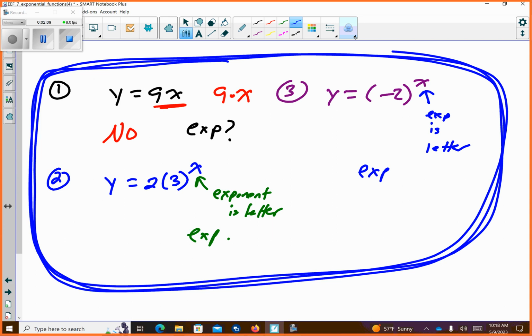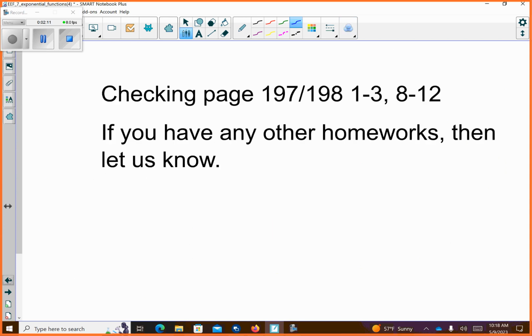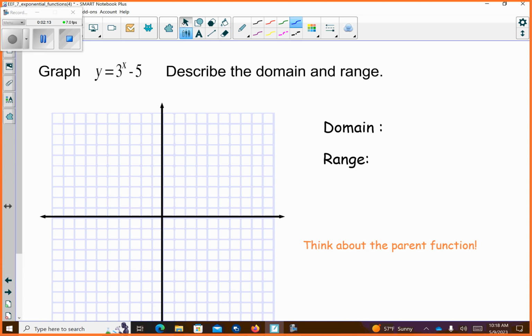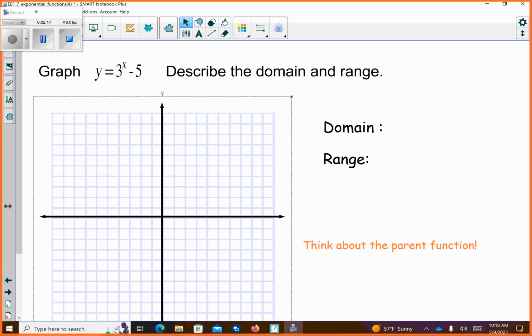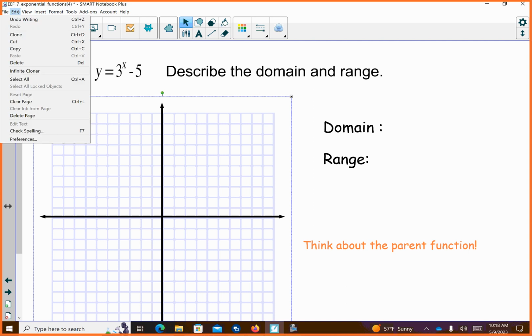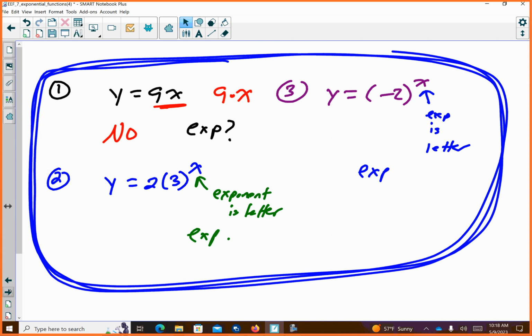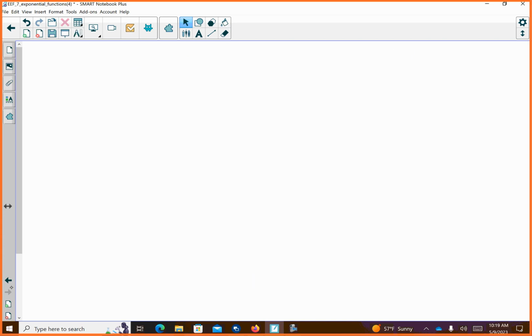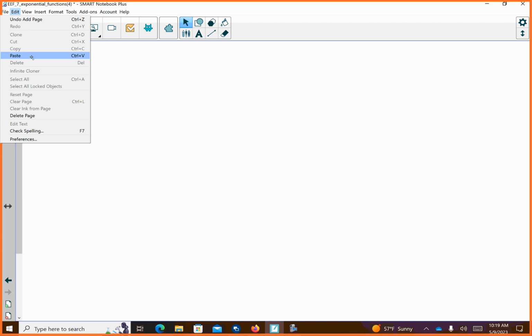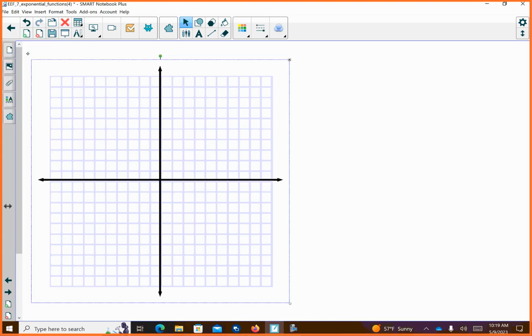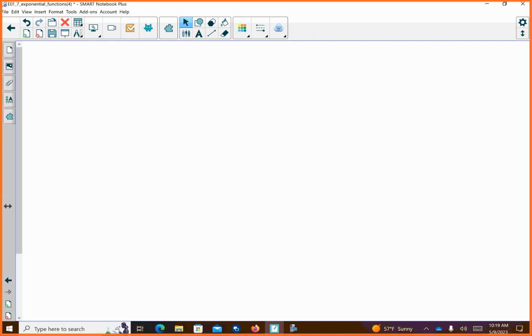All right. Let me go back. I want to snag this here. 197. All right. So now we're moving on to the graphing, yes? So let's see. Paste. I have 5 of them total, right? Paste. Paste.